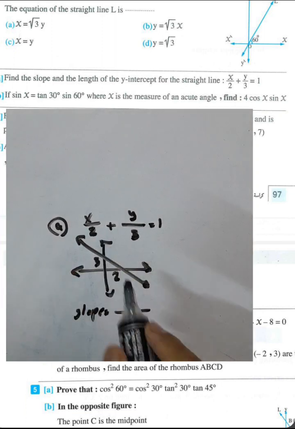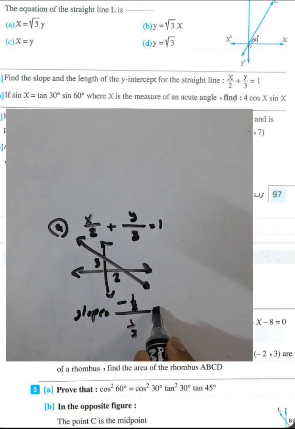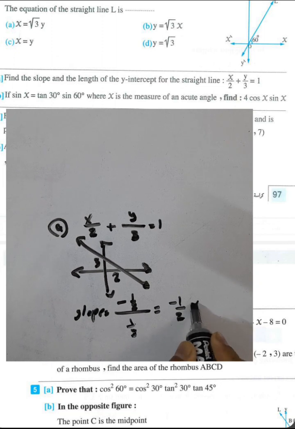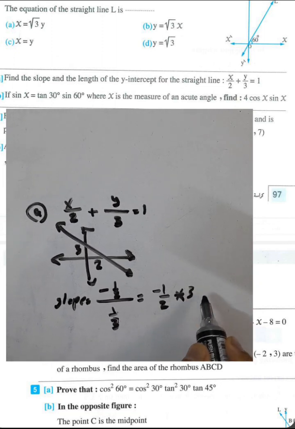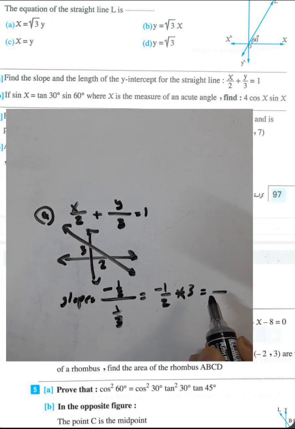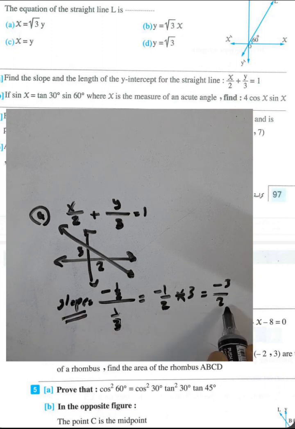negative coefficient of x over coefficient of y. The coefficient of x here is one half and the coefficient of y is one third. Then you can write negative half times the inverse of third, which is 3 over 1. The slope here will be negative 3 over 2. Okay, then the slope will be negative 3 over 2.